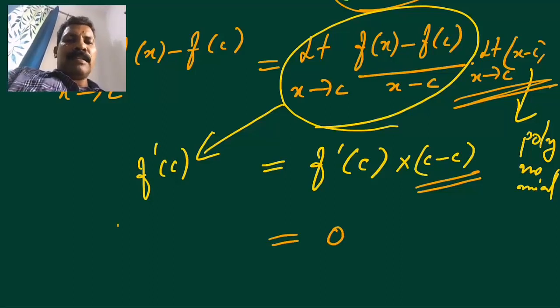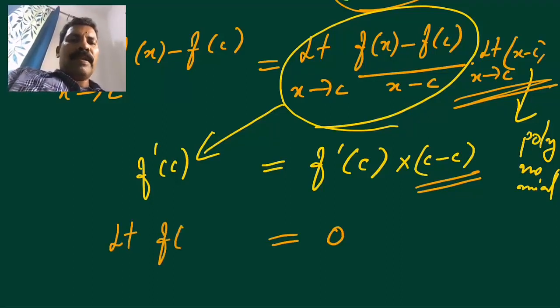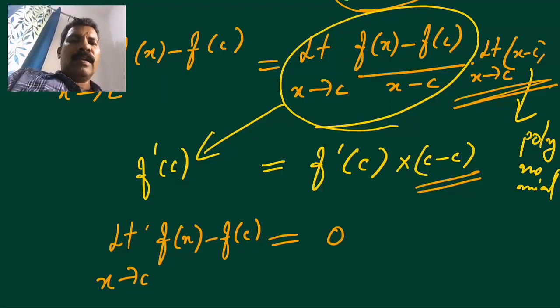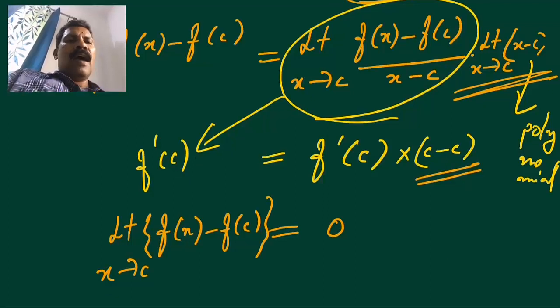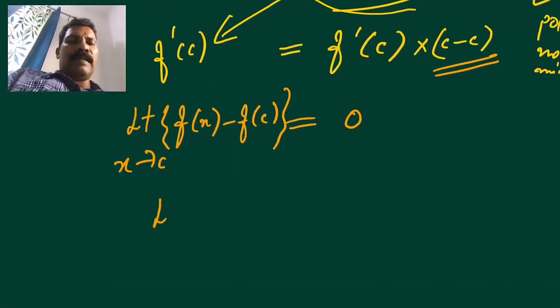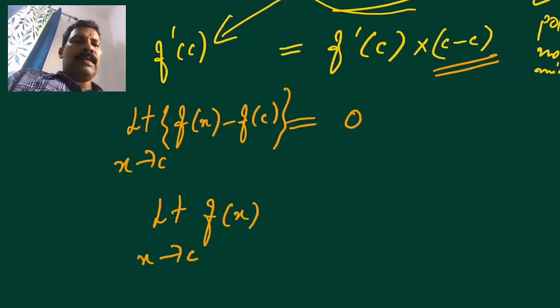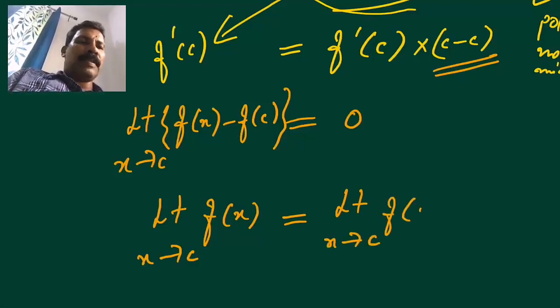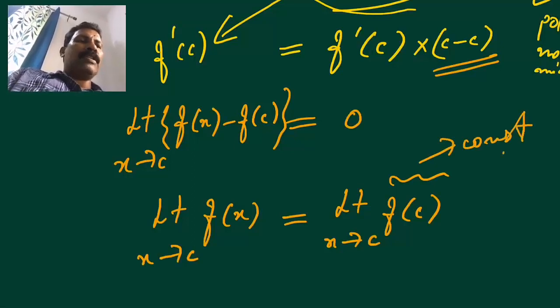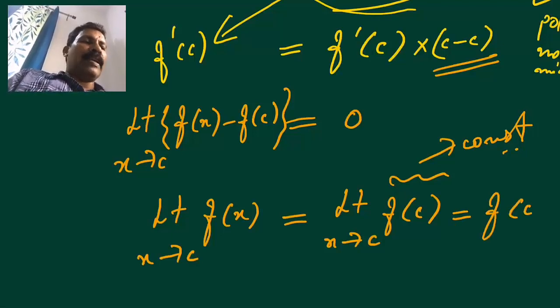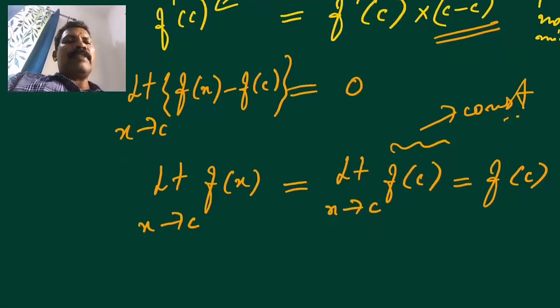Now what about the left hand side? That is the limit of f(x) - f(c) as x tends to c. This is our left hand side, and we can expand it, that is the limit of f(x) as x tends to c minus the limit as x tends to c of f(c). And we know that this is a constant, and the limit of a constant is the same constant only, so we can write. So what equation did we get?